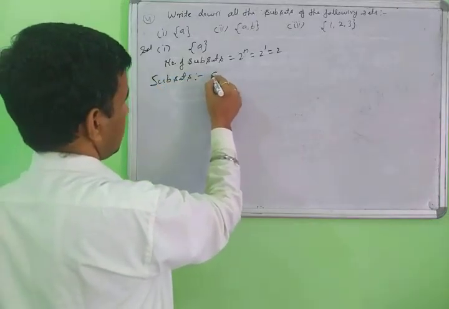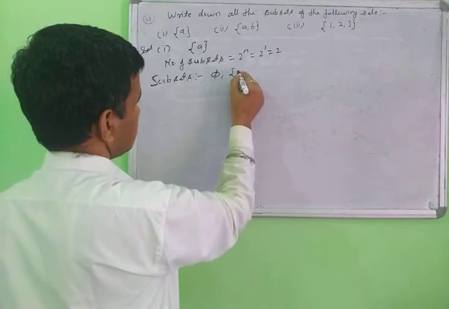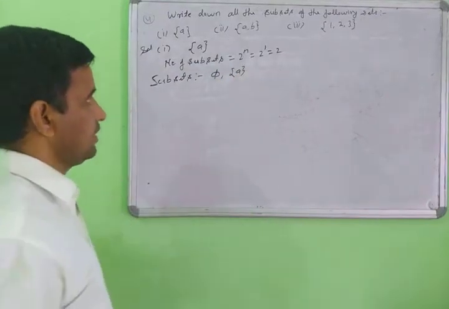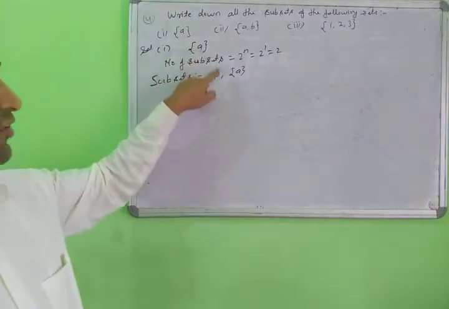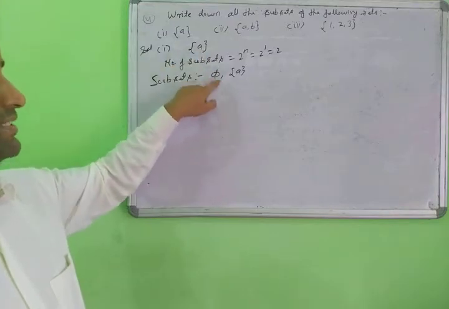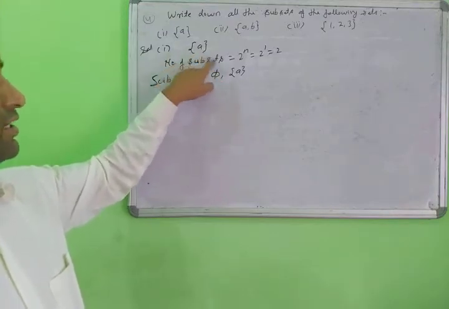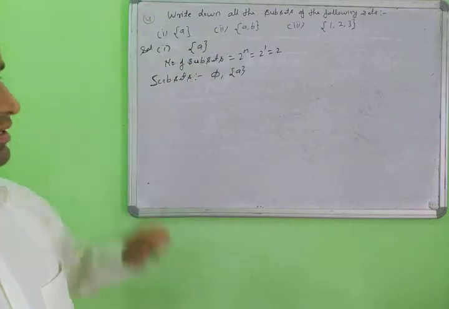First we will make the empty set, and second your 8. The empty set is the subset of every set. First the empty set, and second the same element here.